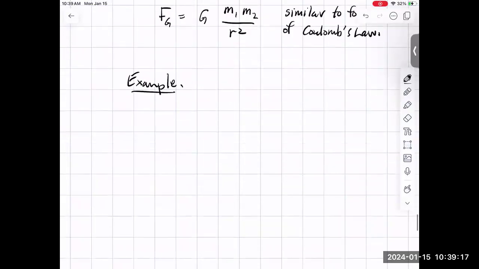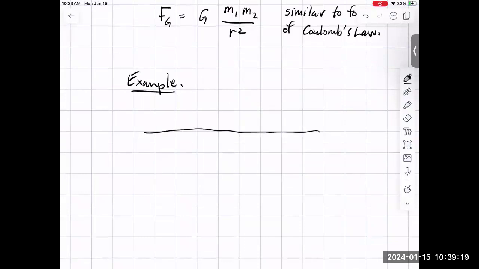So what I'm going to do is have a ceiling here, and I'm going to attach some strings to the ceiling. And on one of the strings, I'll have some mass M and some charge Q. And then I'll have a second string of the same length, and it will also have mass M and charge Q.